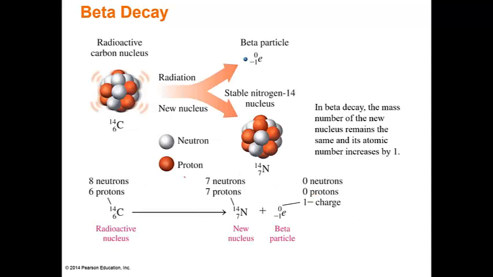All right, so this is a radioactive carbon nucleus, okay? A beta particle comes flying off, and then we have a new stable nucleus, all right?